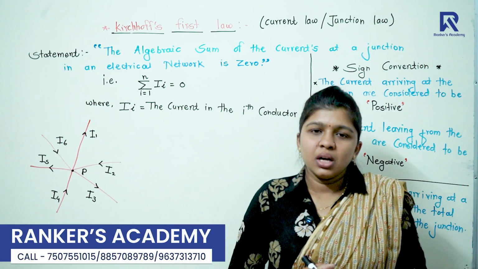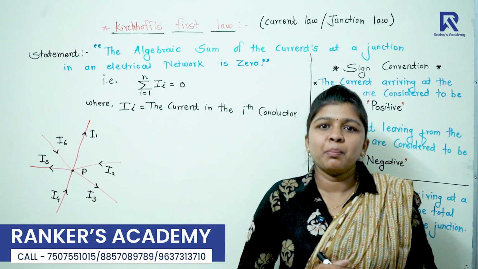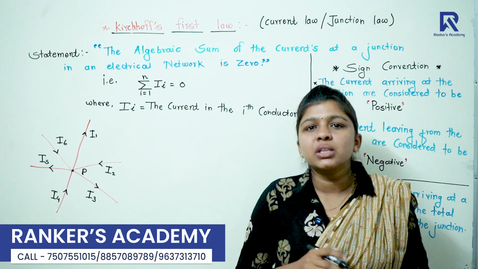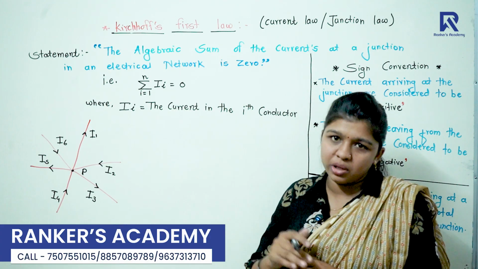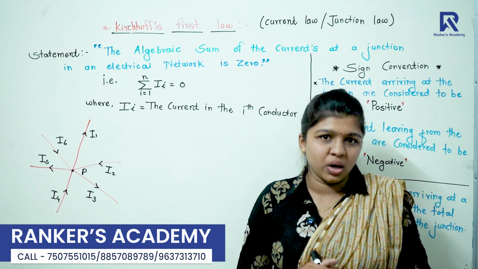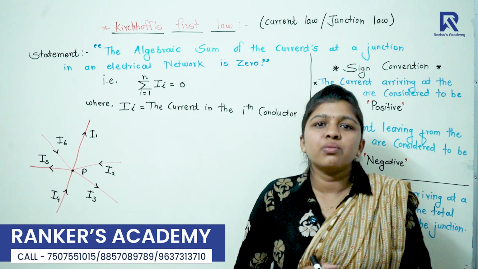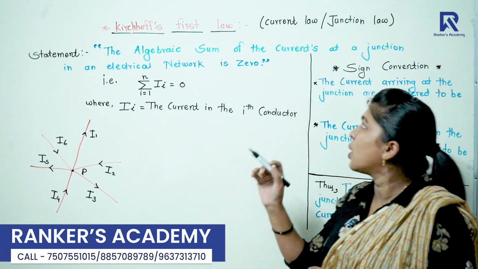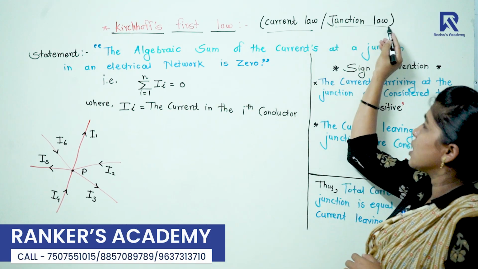Myself Yogeshri. In the first lecture of the physics subject series, today we will see one of the most important points of 12th, which is Kirchhoff's Law. Kirchhoff is the name of the scientist who has given two different laws. So in the first video we'll see Kirchhoff's first law. Kirchhoff's first law is also called the current law or junction law.